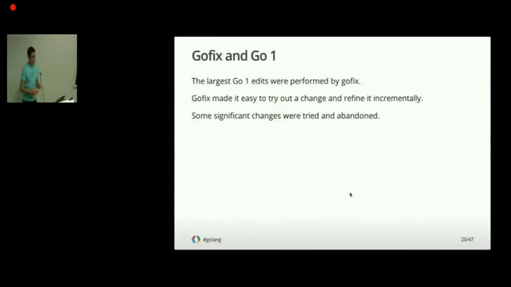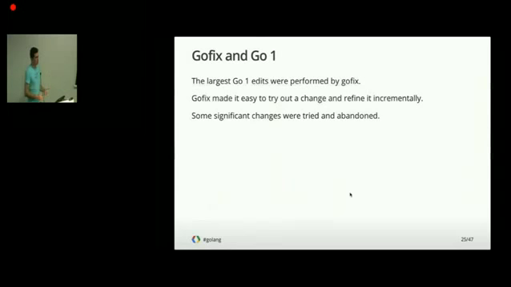And so, yeah, the largest of those changes were performed by the GoFix tool, and GoFix was really totally essential to this entire process, because we were able to try out changes and then refine them incrementally. You'd be working on a GoFix module and apply it to a whole tree, and see how it looked.